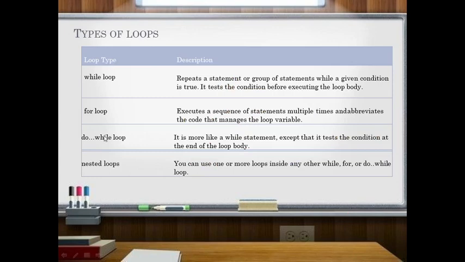Types of loops: there are 3 types, while, for, do while, and nested loops. What is a while loop? It repeats a statement or a group of statements while the given condition is true, and it tests the condition before executing the statements in the body of the loop.